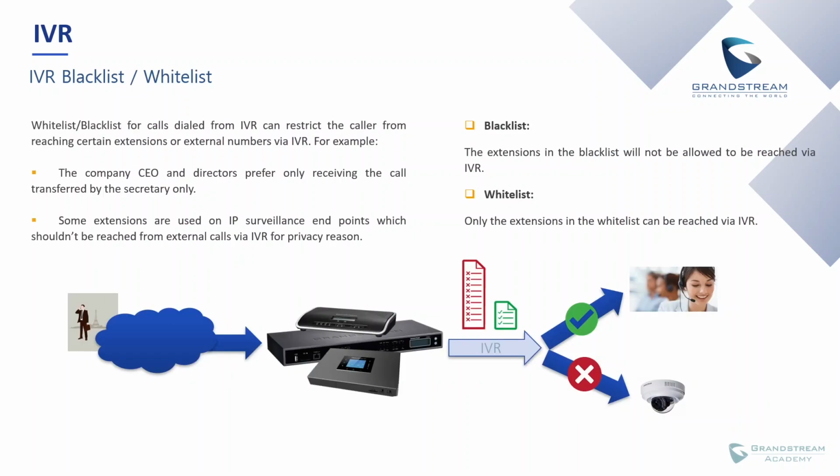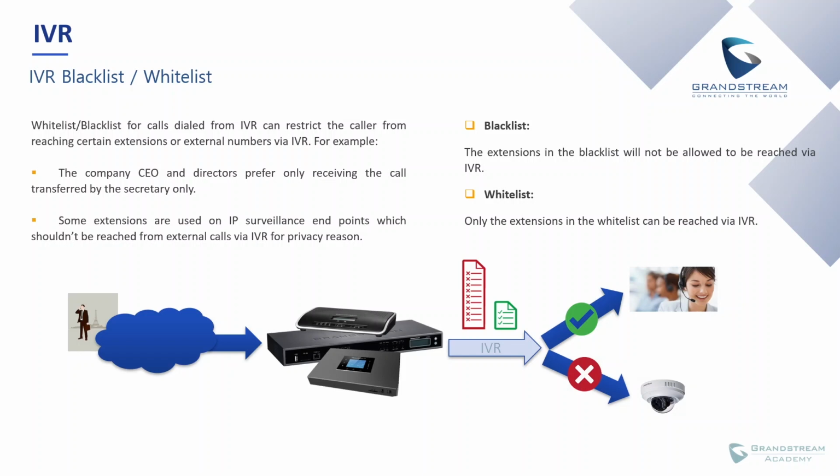Let's talk now about the IVR black and white list, which is basically an option that allows users to restrict the extensions that can be reached from the IVR. If the user selects blacklist enable and adds extensions in the list, the extensions in the list will not be allowed to be reached via IVR. However, if the user selects whitelist enable and adds extensions in the list, only the extensions in the list can be allowed to be reached via IVR.